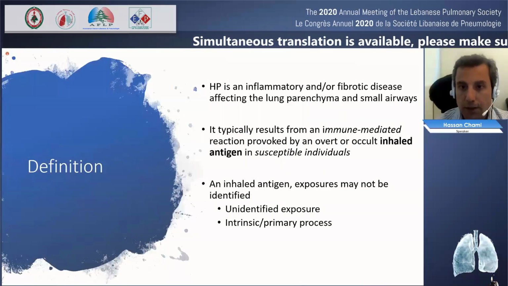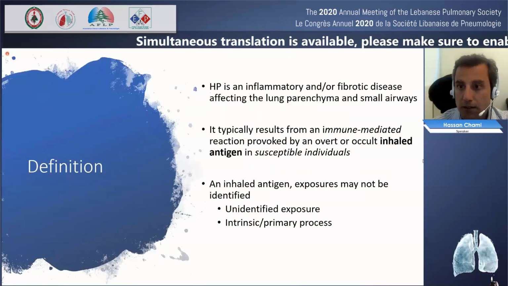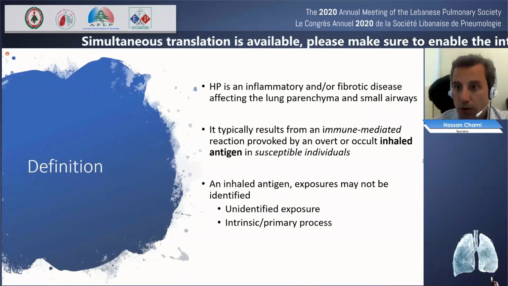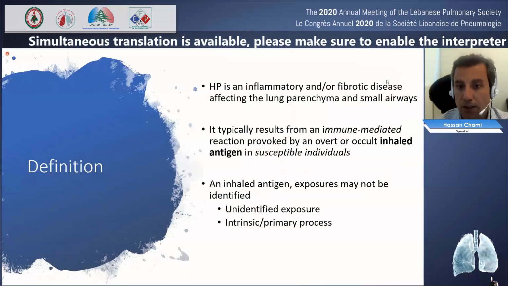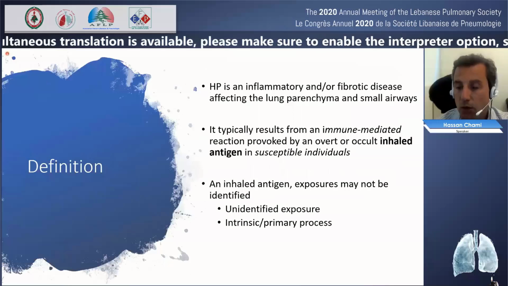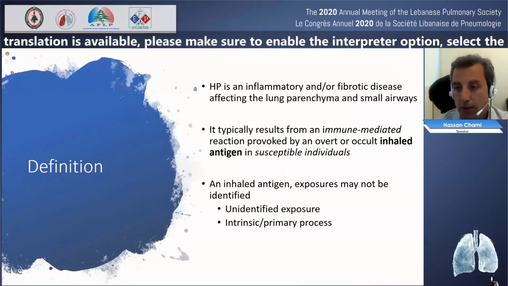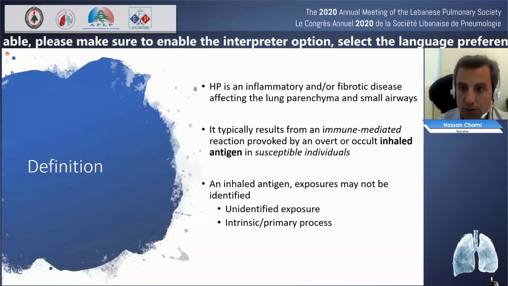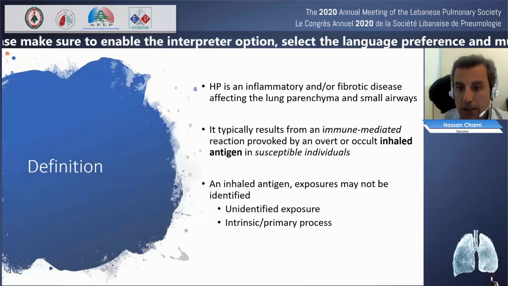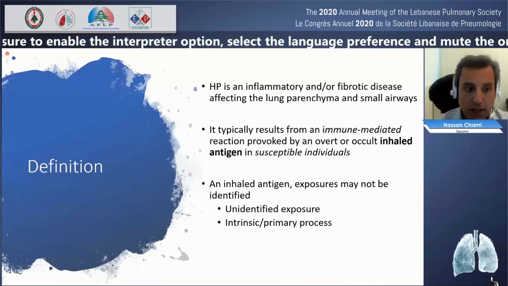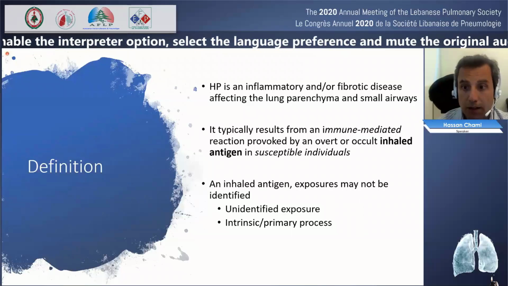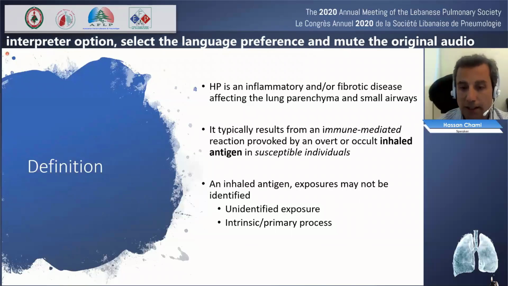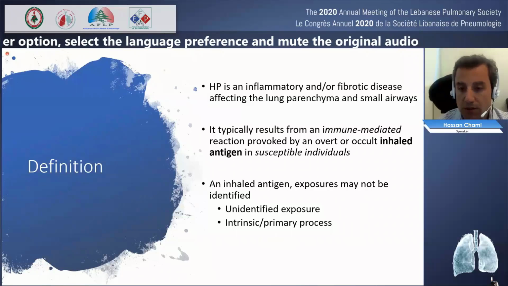So HP is defined as an inflammatory or fibrotic disease affecting the lung parenchyma and small airways. And this small airway component is what gives a lot of the features that we use in the diagnosis. It typically results from an immune-mediated reaction provoked by an overt or occult inhaled antigen in a susceptible individual.